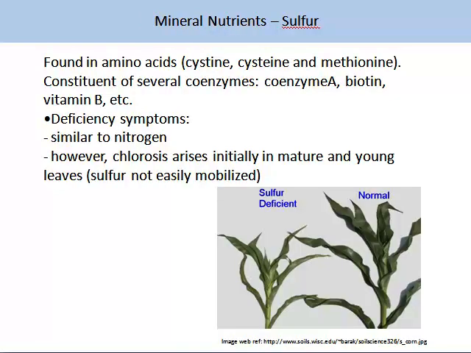Sulfur is found in amino acids such as cysteine and methionine. It's a constituent of several of the coenzymes, particularly coenzyme A, biotin and vitamins. Sulfur deficiency is very similar to nitrogen deficiency. However, the difference is in the chlorosis areas, initially in mature and young leaves. This is because sulfur is not easily mobilized, whereas nitrogen is.